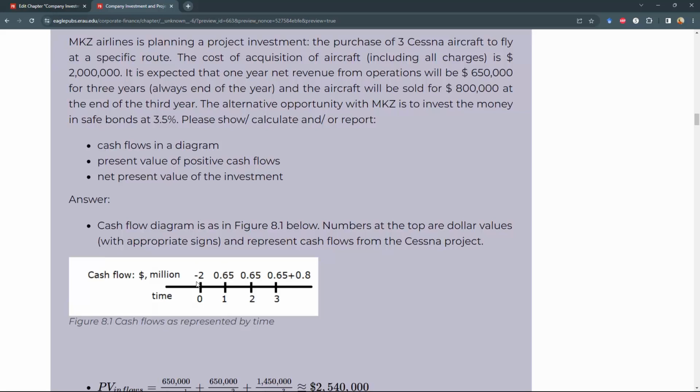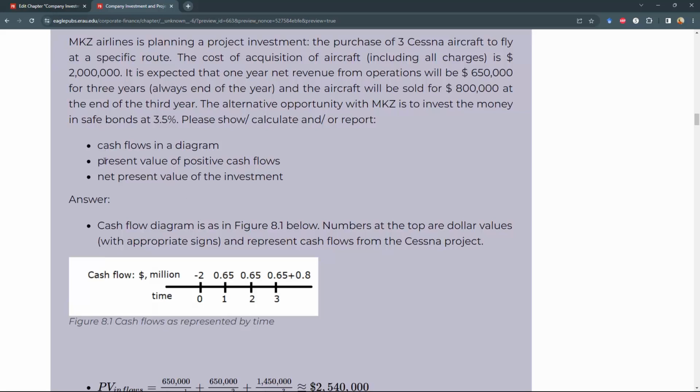At the beginning of the cash flows, the CF0, or cash flow at time t equals 0, is minus $2 million spent in investing in the project. And then thereafter, we get 0.65 million or $650,000 at the end of the first year, the end of the second year, and the end of the third year. But at the end of the third year, we also get an additional $800,000 or $0.8 million because we sold off the aircraft. So capital disinvestment has happened. This is a cash flow diagram for this particular project.